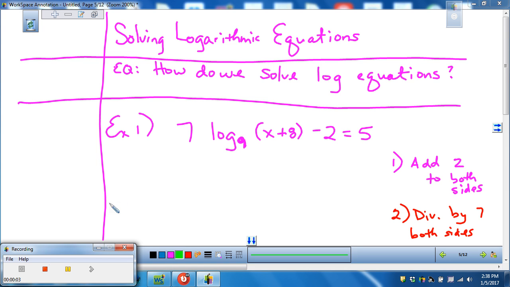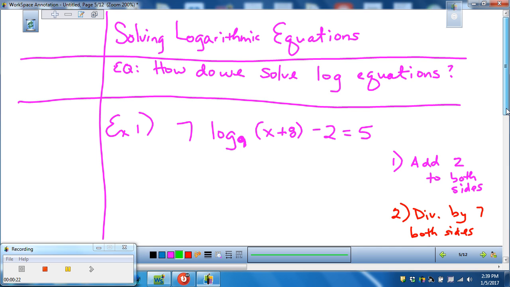We are solving logarithmic equations today. We're going to have a couple of examples. Our essential question is how do we solve log equations, and we're going to get right into the examples. So example 1, we have 7 log base 9 of x plus 8, take away 2 is equal to 5.